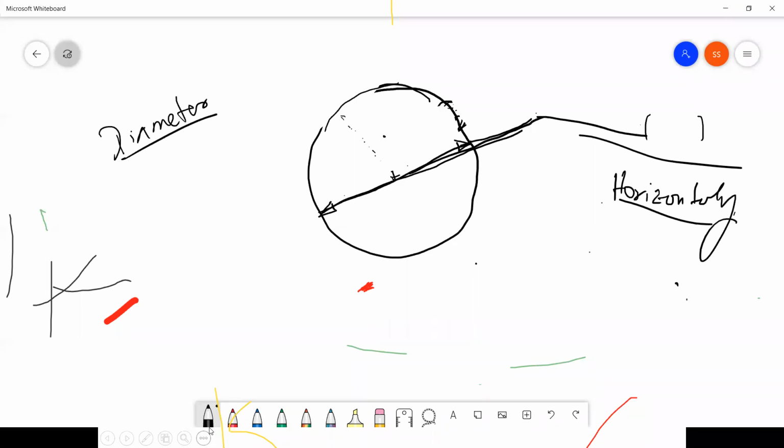Otherwise, if it is your dimension, the diameter, you can put the dimension like this, put two arrowheads here. If you connect these arrowheads, that imaginary line should always go through the center.